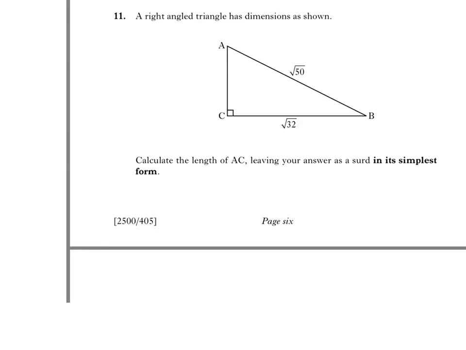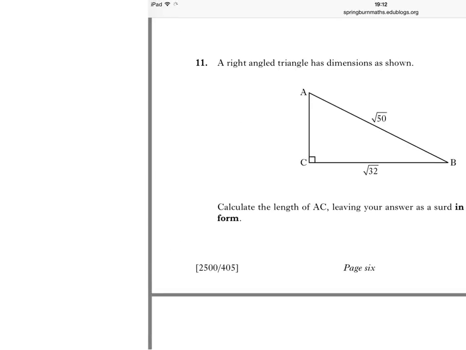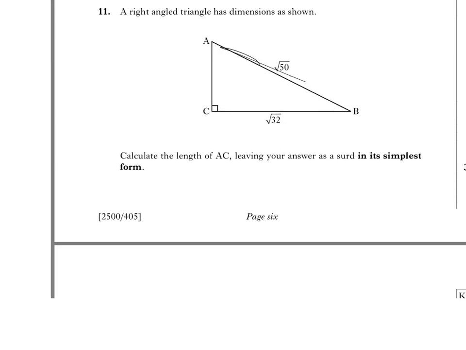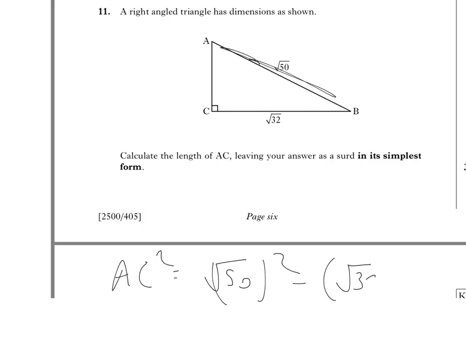So AC squared is going to be equal to AB squared minus BC squared. So let's take that down. So AC squared is equal to AB squared, which is root 50 squared. Take away BC squared, which is root 32 squared.